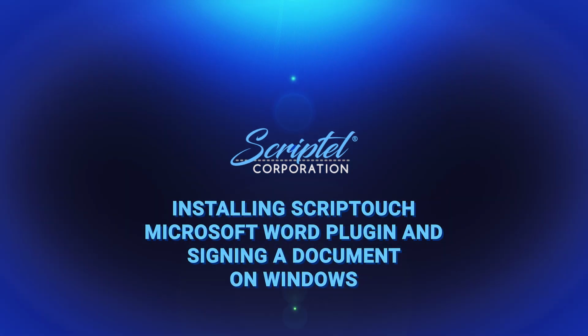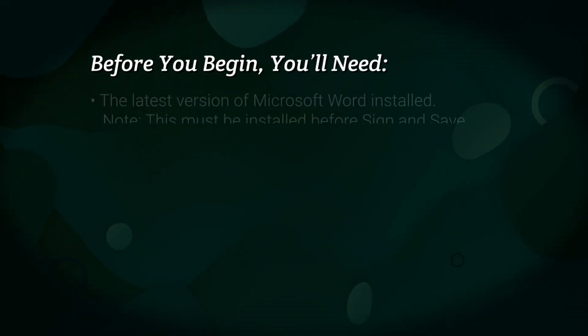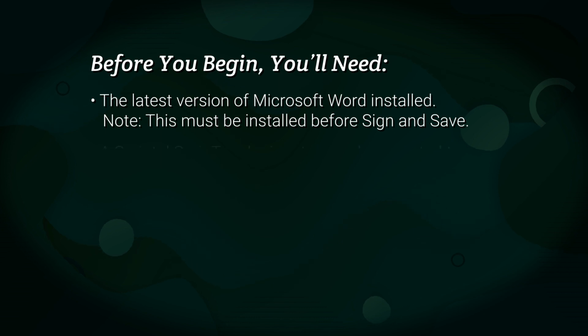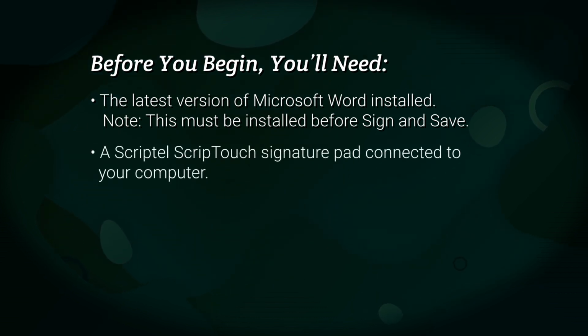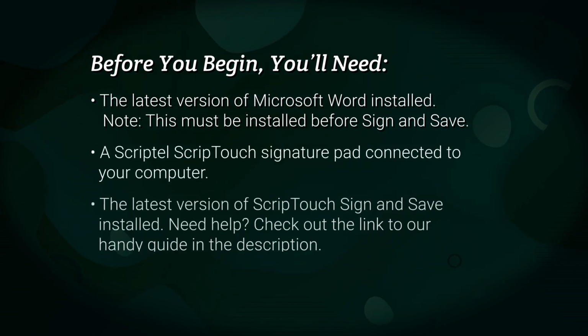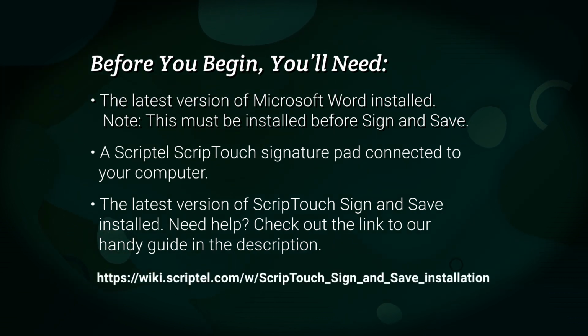Installing ScripTouch Microsoft Word plugin and signing a document on Windows. Before you begin, you will need the latest version of Microsoft Word installed. Note, this must be installed before Sign and Save. A Scriptel ScripTouch signature pad connected to your computer. The latest version of ScripTouch Sign and Save installed. Need help? Check out the link to our handy guide in the description.